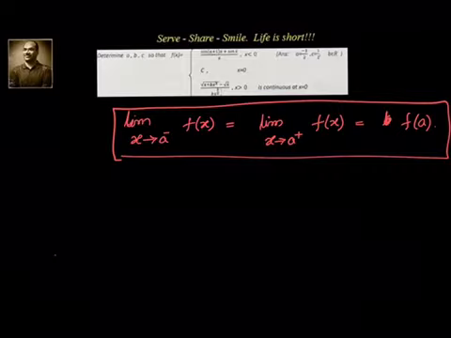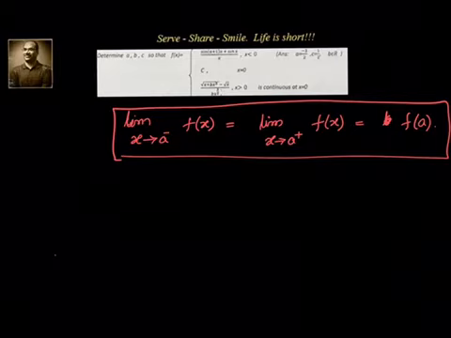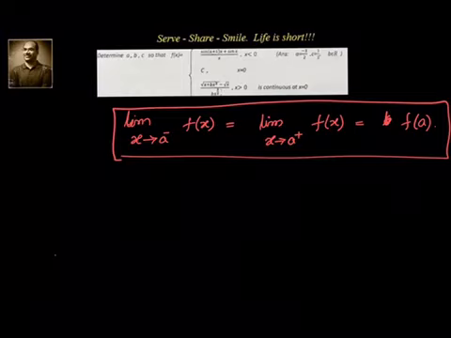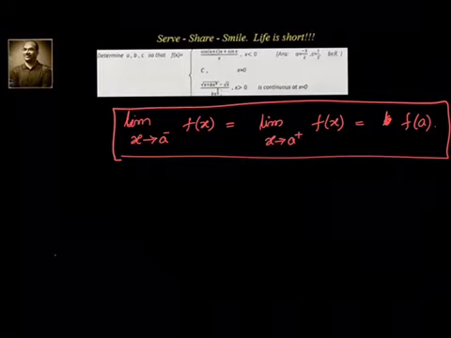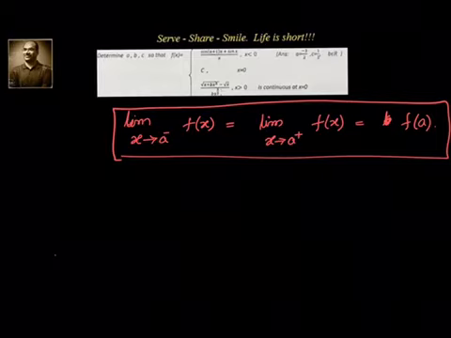What is the meaning of the limit as x tends to a minus of f of x equals the limit as x tends to a plus of f of x? The meaning is that the limit exists at that particular point a. F of a means the function value at x equal to a. If all three are equal, then only the function will be continuous. Otherwise the function is not continuous at that particular point.